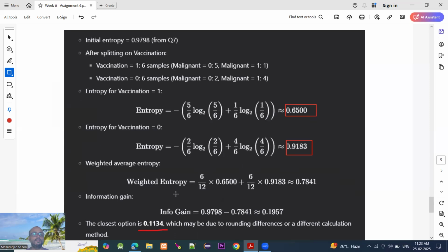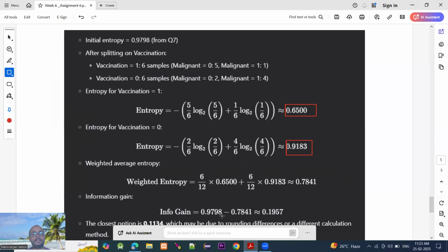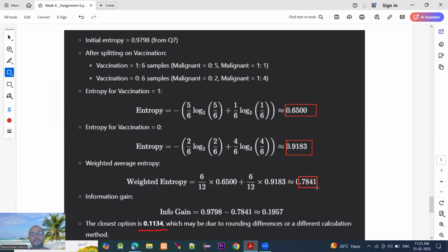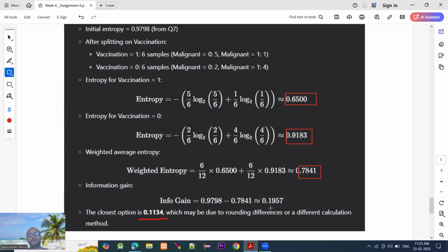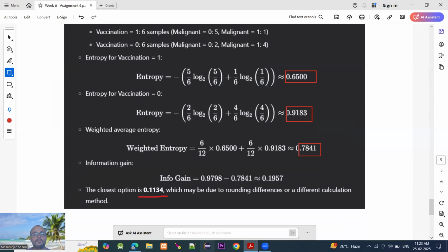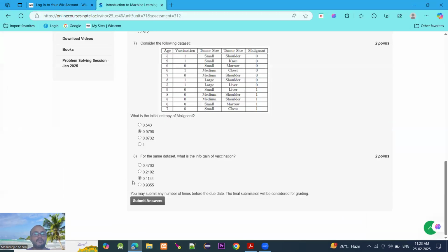So information gain is simply the first one, 0.9798, minus this one, 0.7841, which is about 0.1957. What is the closest? 0.1957 is closest to 0.1134. That's why we choose option C.